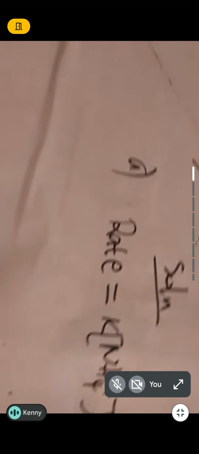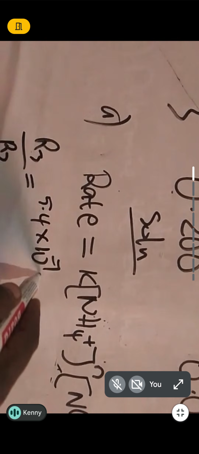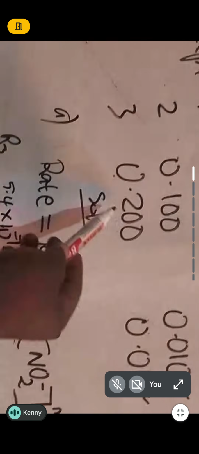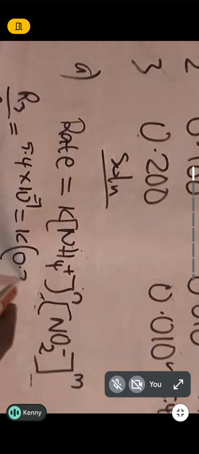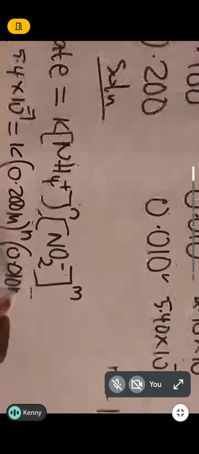We are going to use this one because it is bigger. So it is R3 over R2. That is the rate. Rate R3 is 5.4 times 10 to the power negative 7, which is equal to K times the concentration of NH4, 0.200 molar to the power n, times the concentration of NO2, 0.010 molar to the power m.